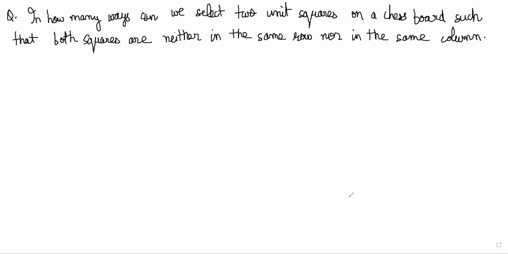A chessboard is 8 cross 8, so the total number of squares is 64. You have to ensure that your selection of two squares doesn't lie in the same row or same column, right?